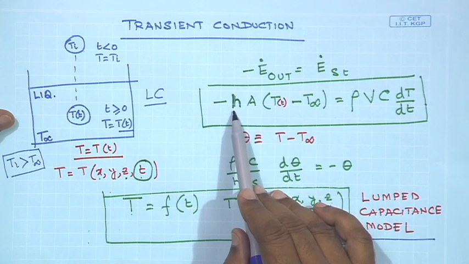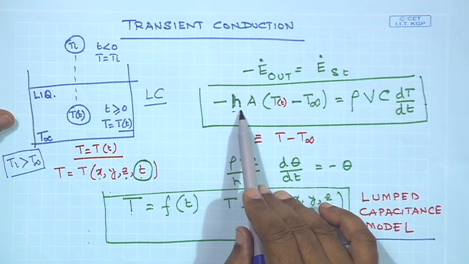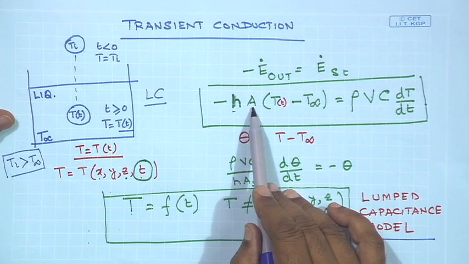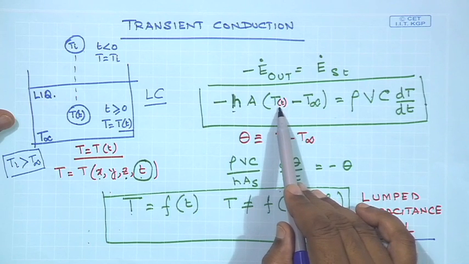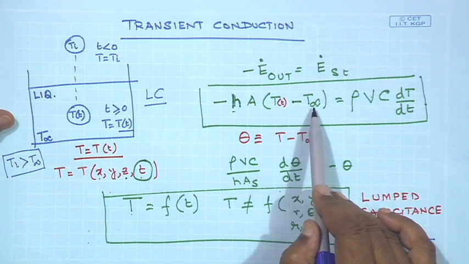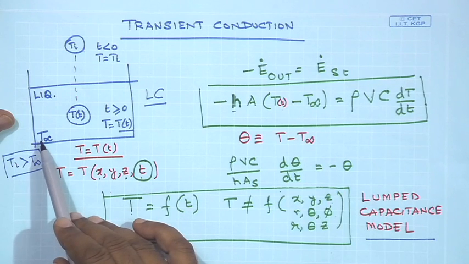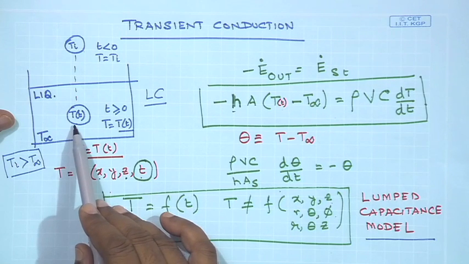So, I have written the convection process in terms of a convective heat transfer coefficient, the surface area which is interacting with the liquid, the temperature at any given instant, and T infinity is the temperature of the fluid which is far from the solid.